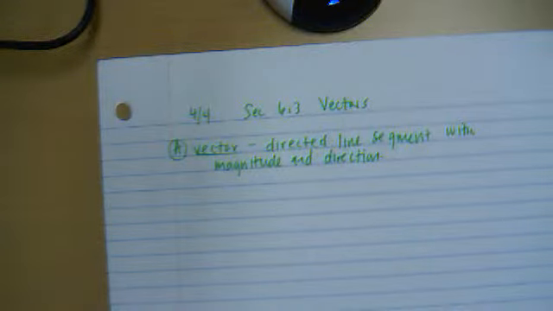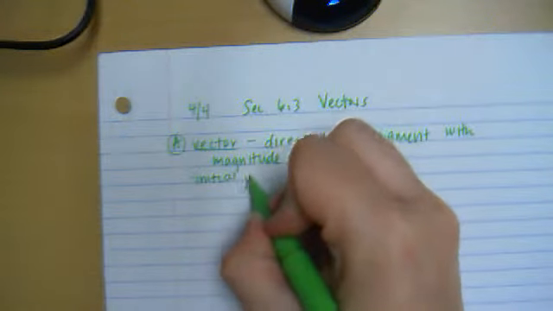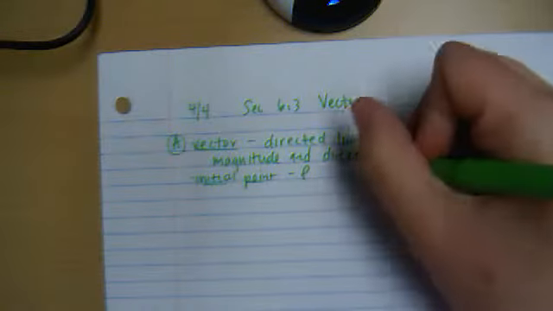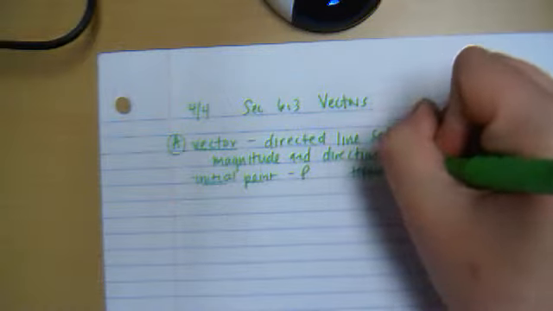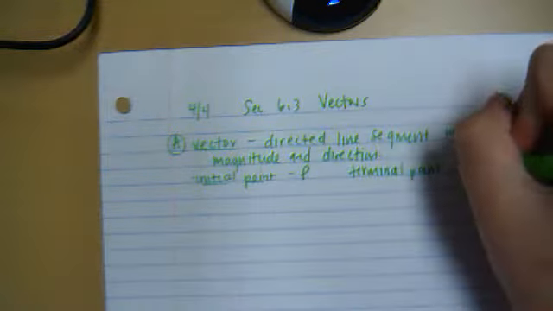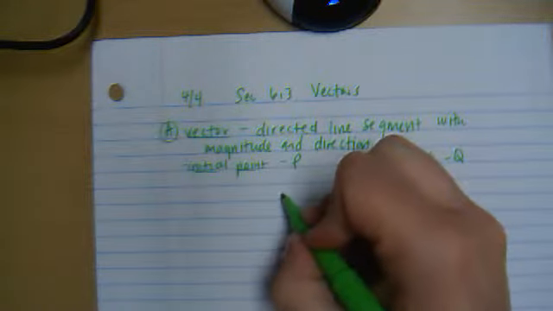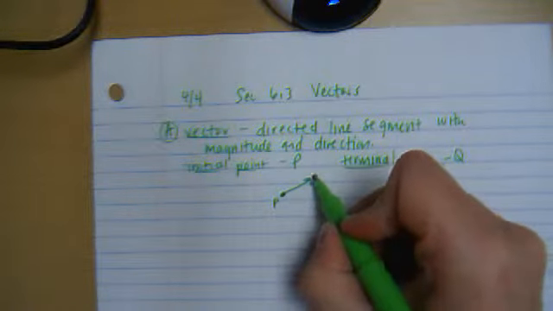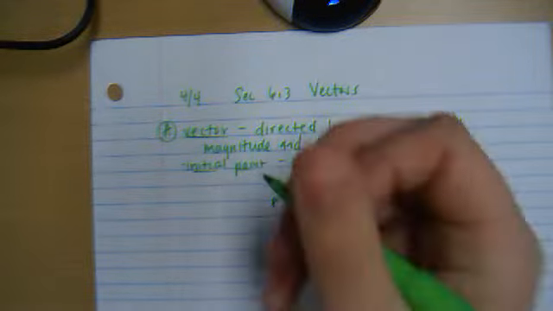Alright, so there's vector. Then we're going to be talking about the initial point, which in this case we're going to denote as being P. And so that's your starting point of your vector. And the terminal point we're going to denote as being Q. So that's your end point of your vector. So if I were to have a point here, that'd be my initial point. I start at P, I go, and I end at Q. So initial, terminal.